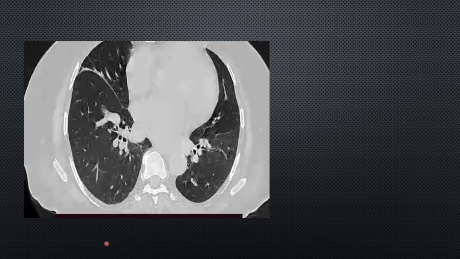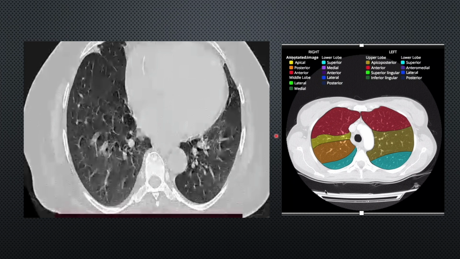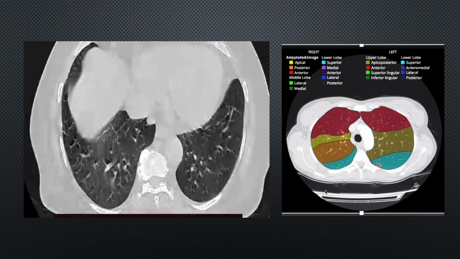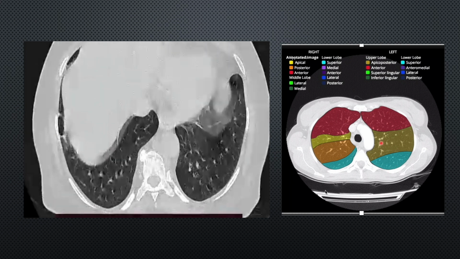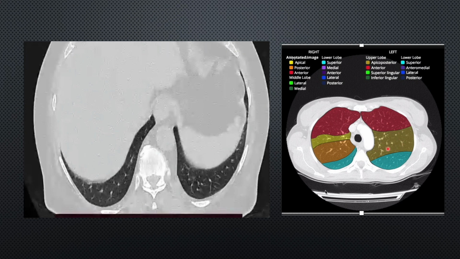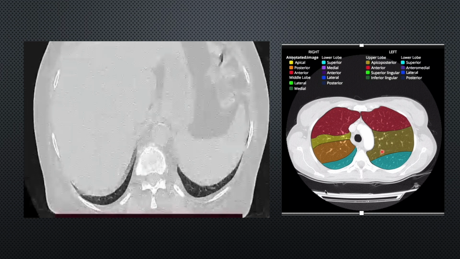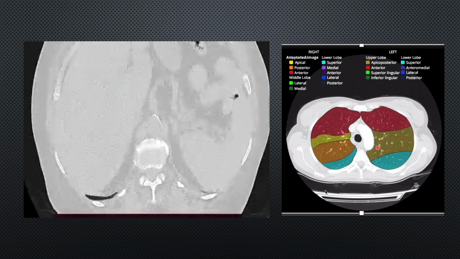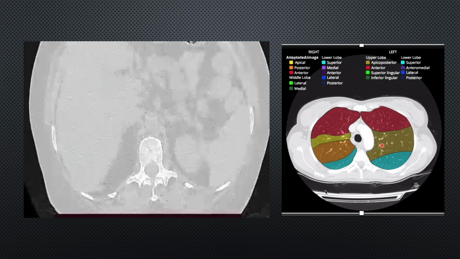So where are we? Where is the lesion? If you remember this view, this was the fissure. Below this is the lower lobe superior segment, and my lesion was here. So if my lesion is here, then it's in the apico-posterior segment of the left upper lobe. If I want to do a bronchoscopic examination, that's where I should target, and I will hit the jackpot. So this is how we basically use it.